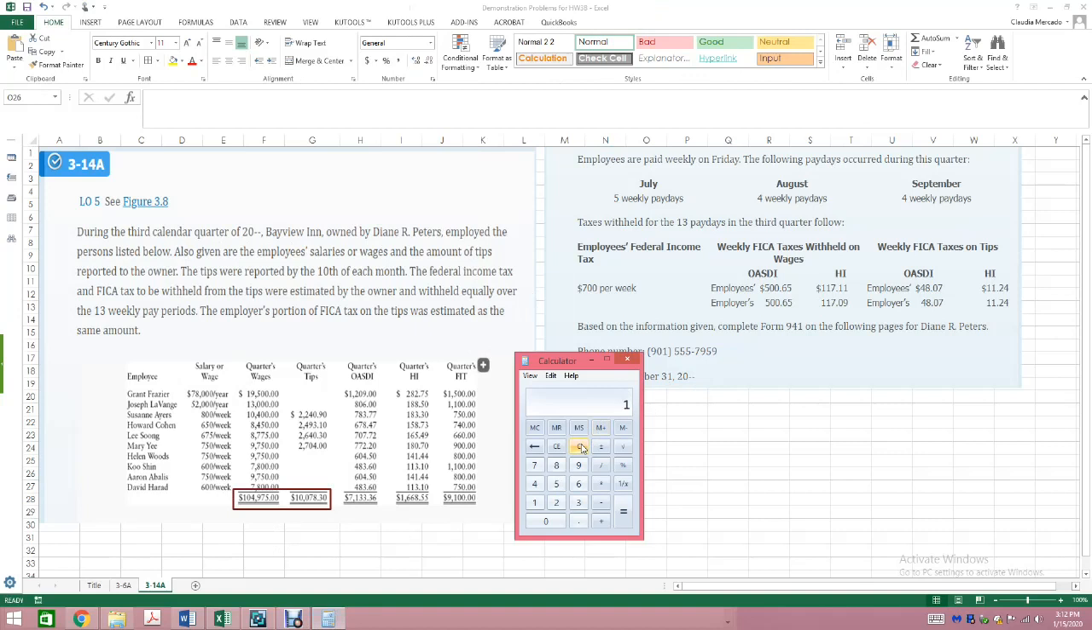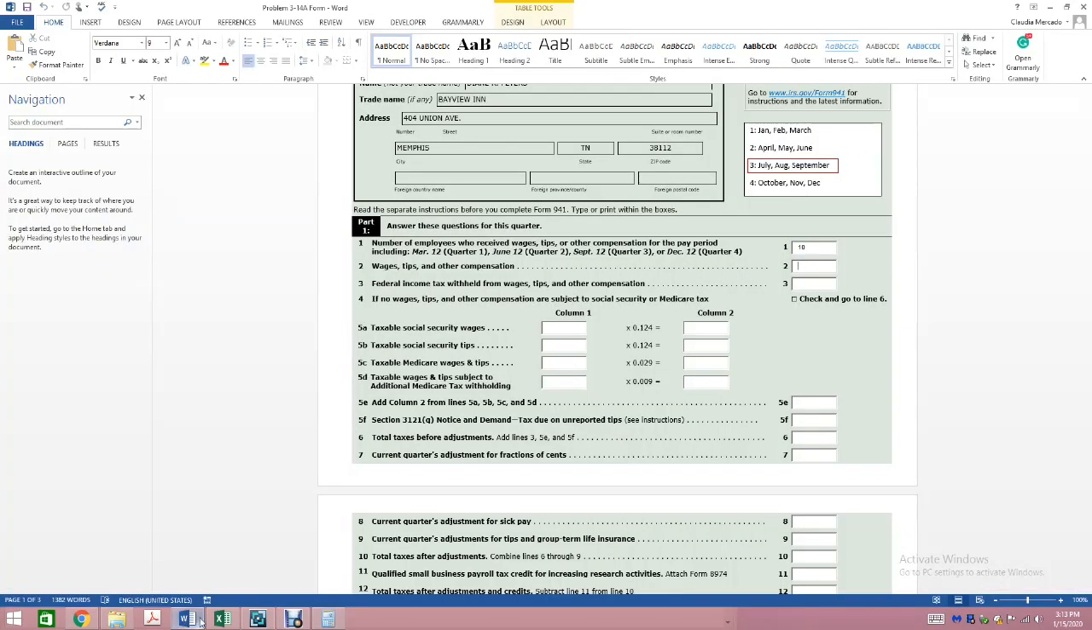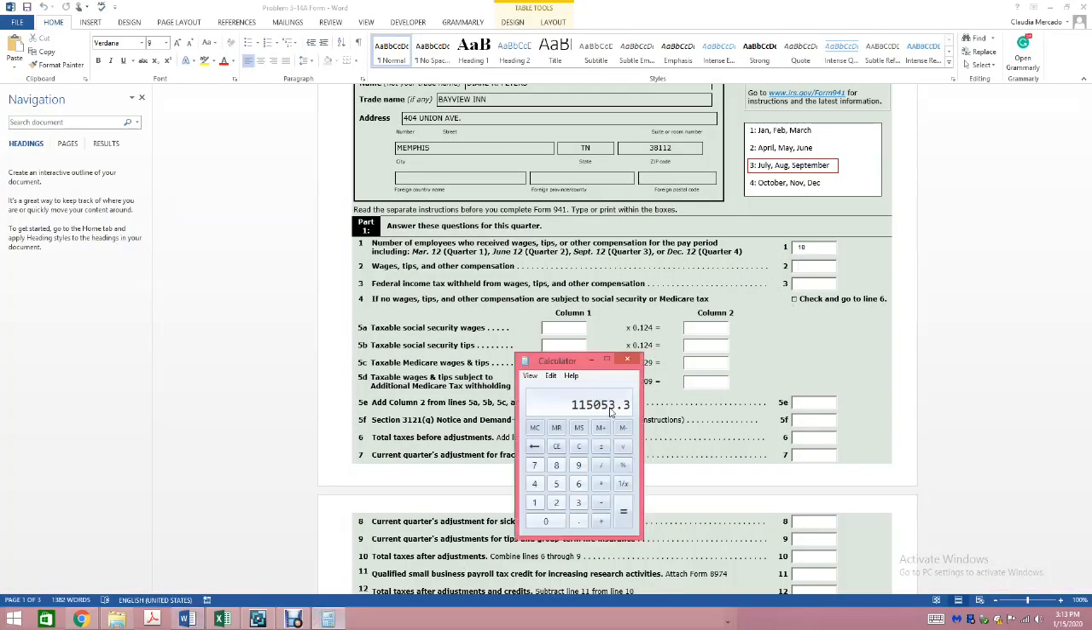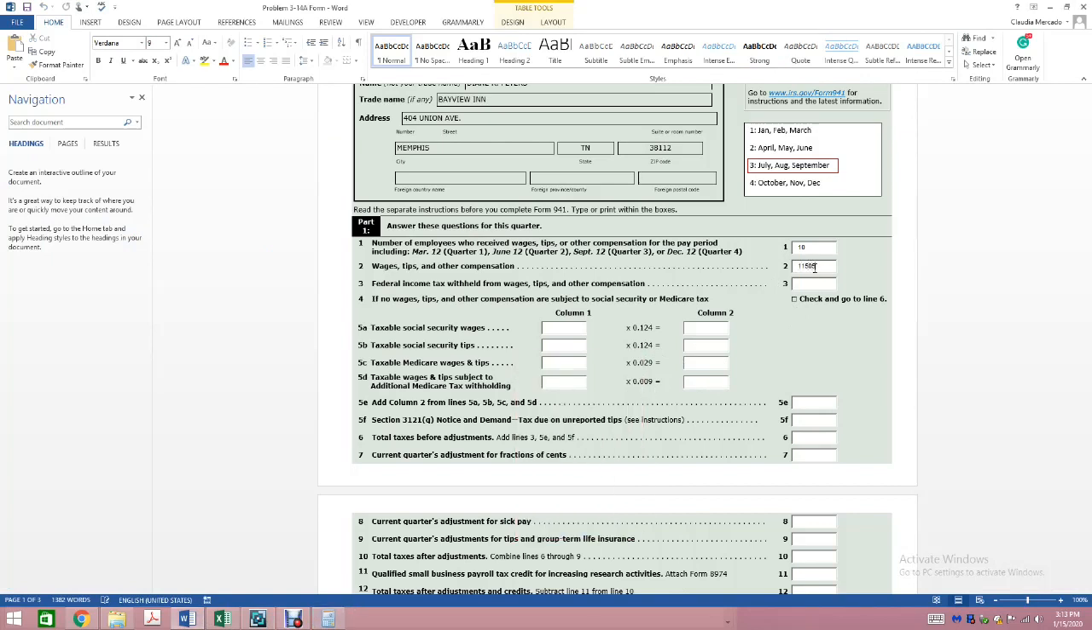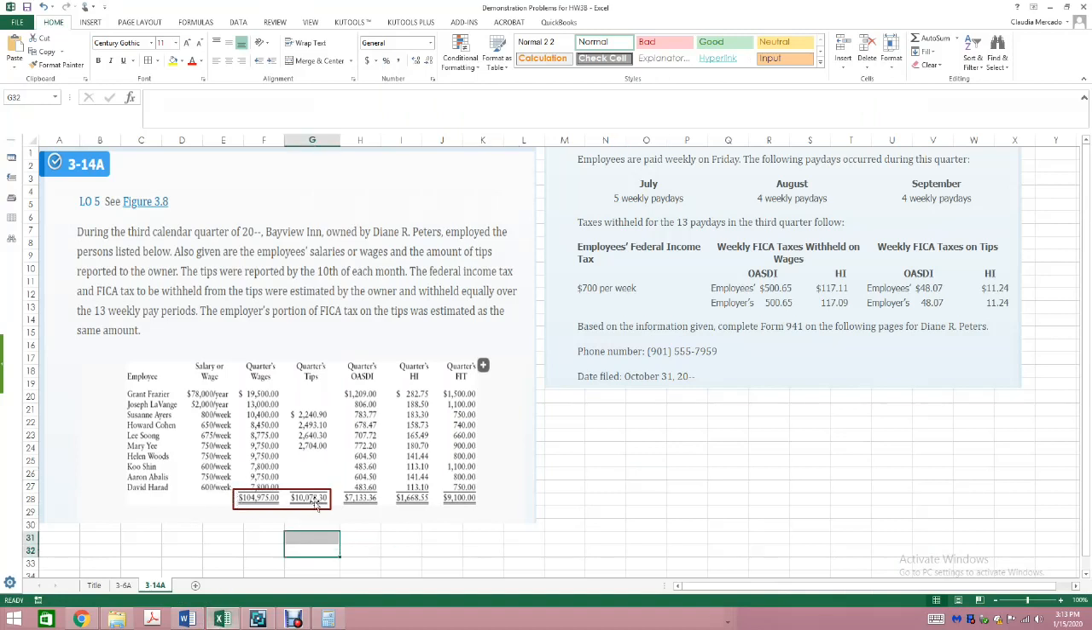So I have $104,975 of wages for the quarter, and I've got $10,078.30 of tips. So that gives me $115,053.30. Okay, so I'm going to bring that over to my Word document. And I have bad memory, so I'm going to put it here. So it's 115,053.30. That is the amount of my wages and tips combined. So all I did is I added the total for my wages and the total for my tips.